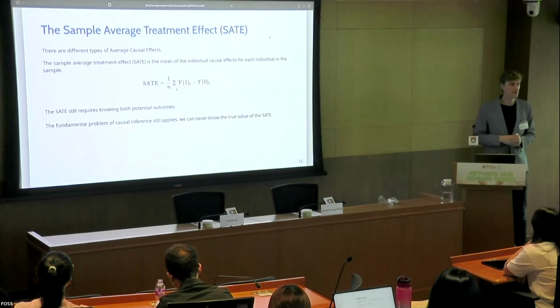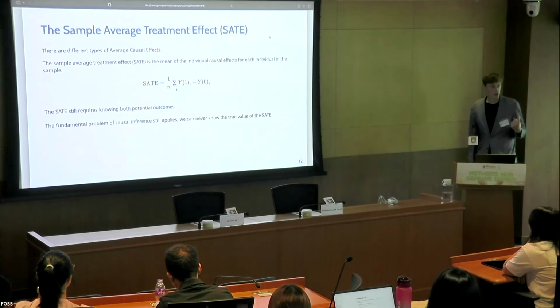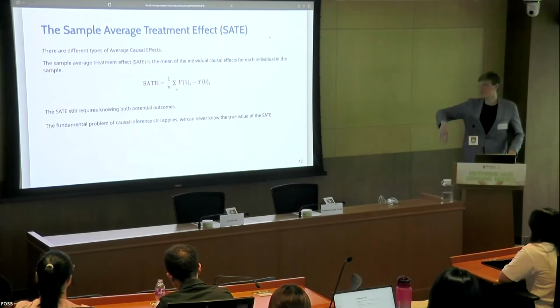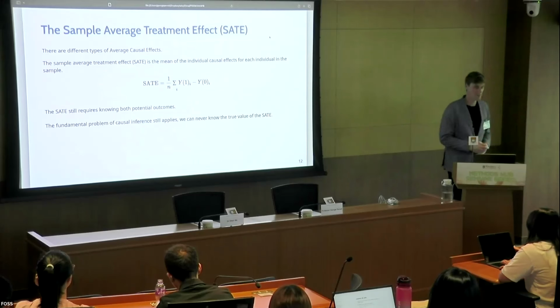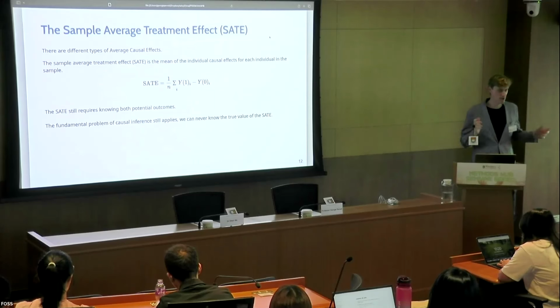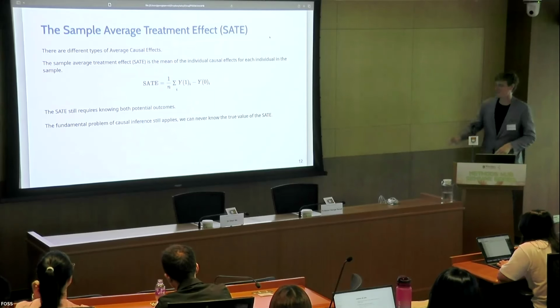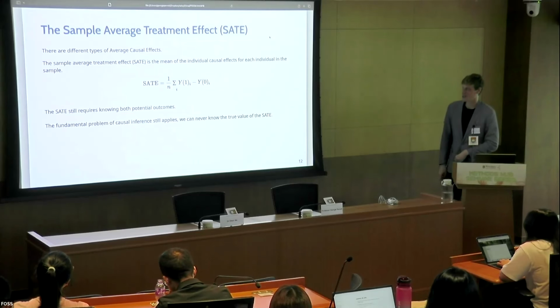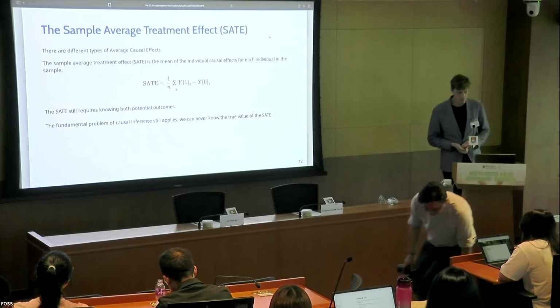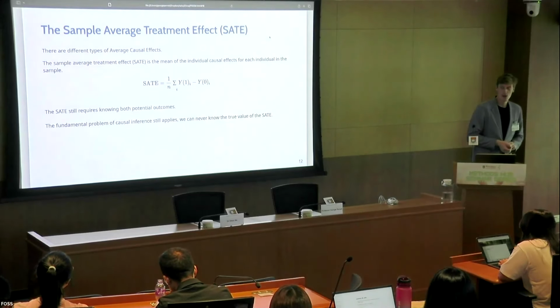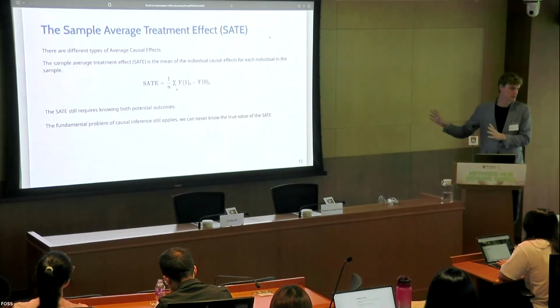So remember, the individual treatment effect is each person's Y1 minus Y0. We're just going to average over all of these things. This is just the mathematical notation for taking an average. It's just the mean. Sometimes this looks a little scarier than it actually is. Very simple computation. But something I want to point out is we still can't directly observe this quantity.